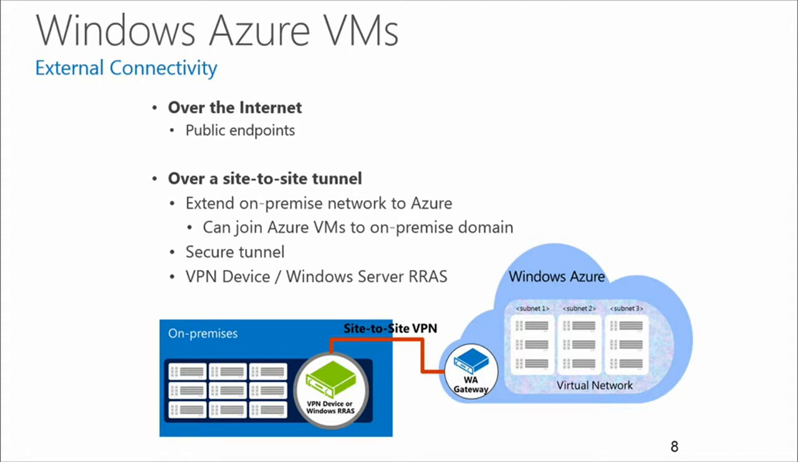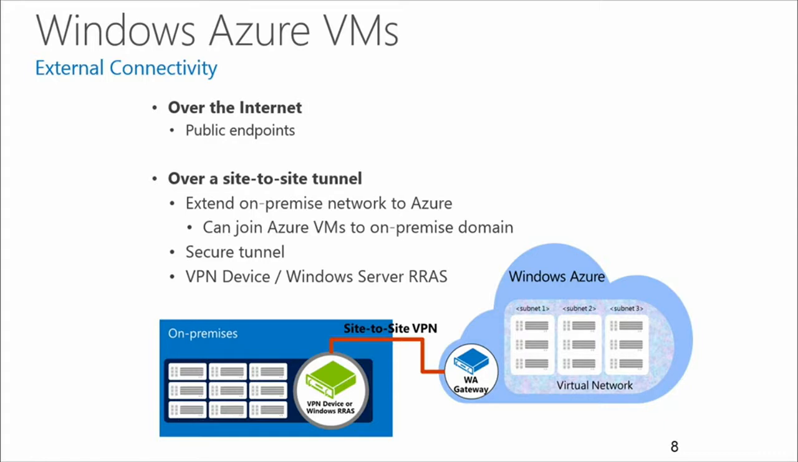Okay. This is what we're showing here. So you can have your on-premise environment, right? The way this works is you either configure a VPN device, like your Cisco router, etc., or you can configure Windows Remote Access Services in Windows Server, and you can have a software-based site-to-site tunnel between your on-premise environment and Windows Azure. And on the Windows Azure side, we have a gateway that basically establishes the secure connection.